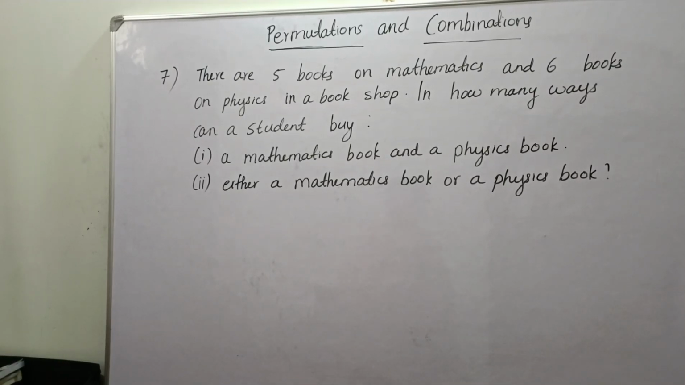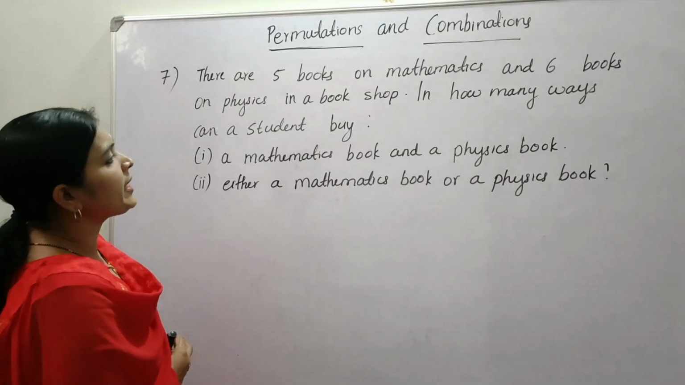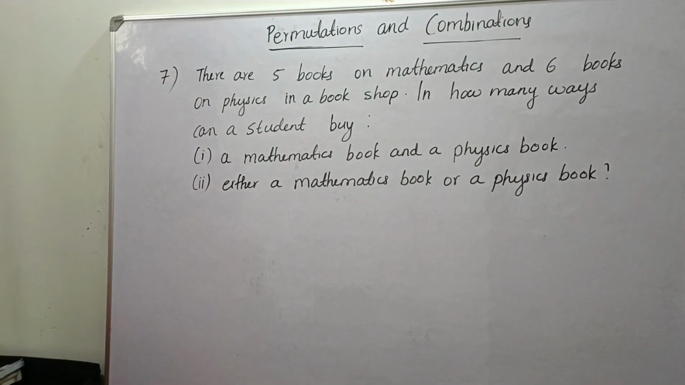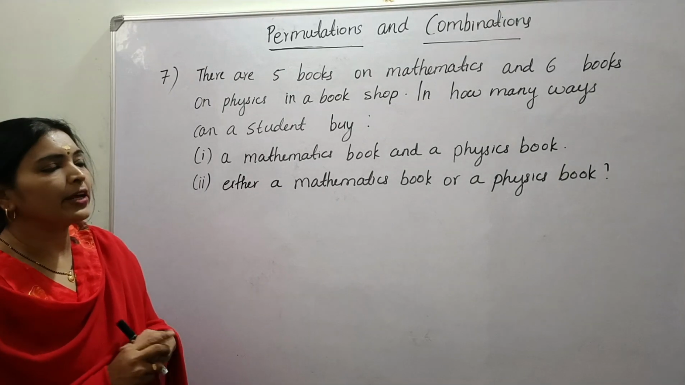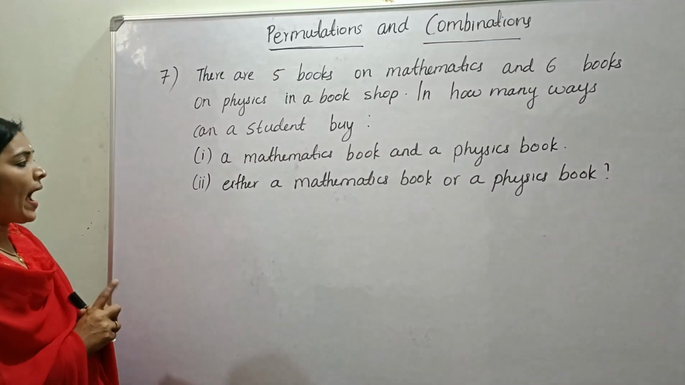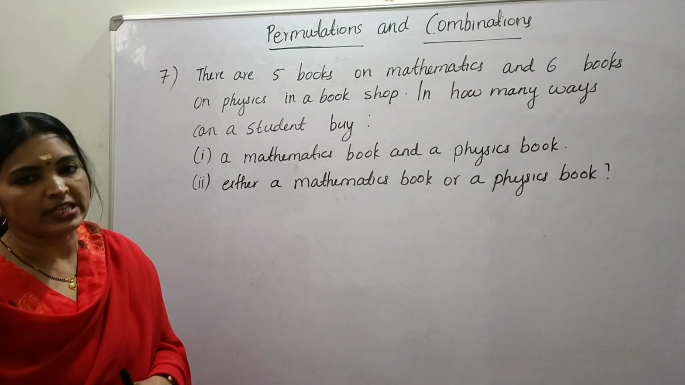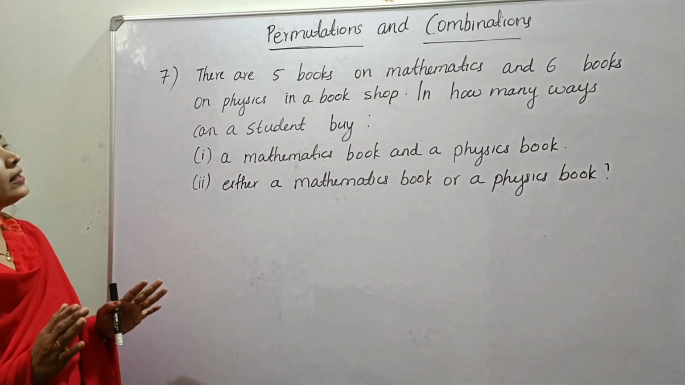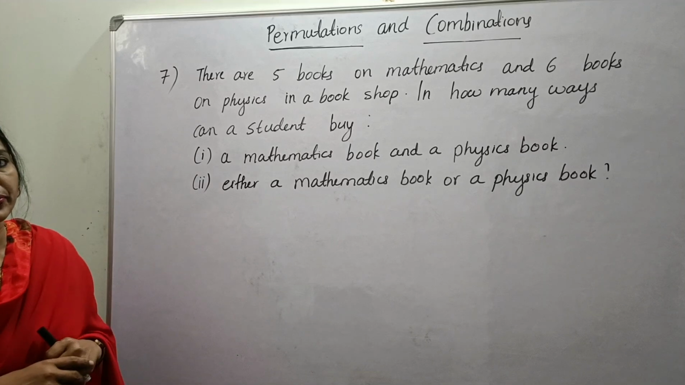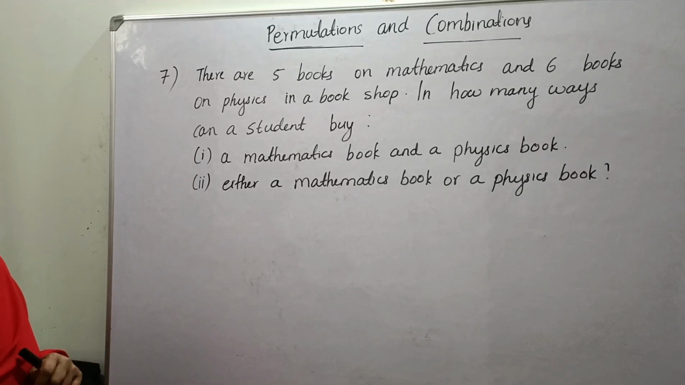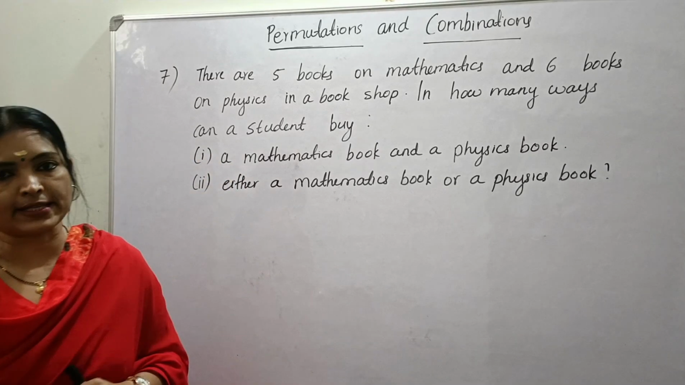See the next question. There are 5 books on mathematics and 6 books on physics in a bookshop. In how many ways can a student buy? First one, a mathematics book and a physics book. Second, either a mathematics book or a physics book. See, the number of mathematics books is 5, right? And the number of physics books is 6.